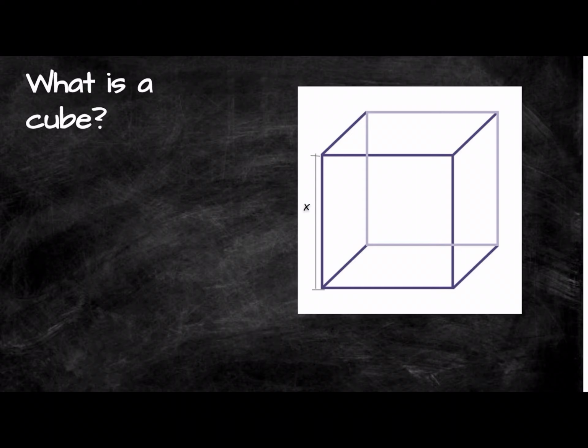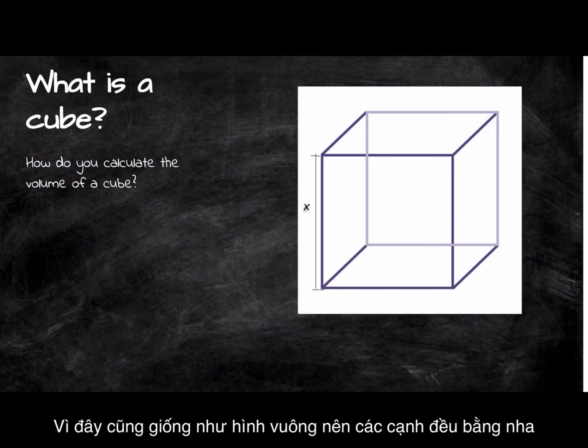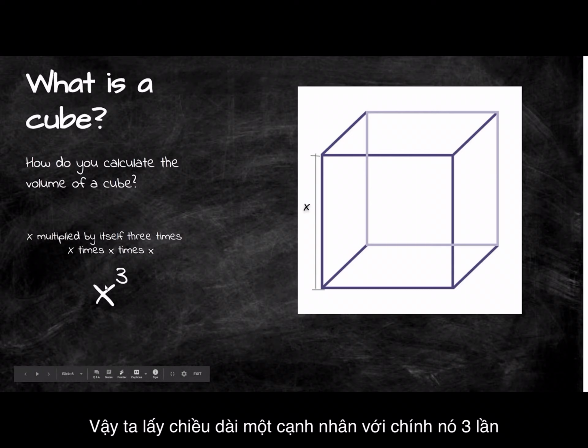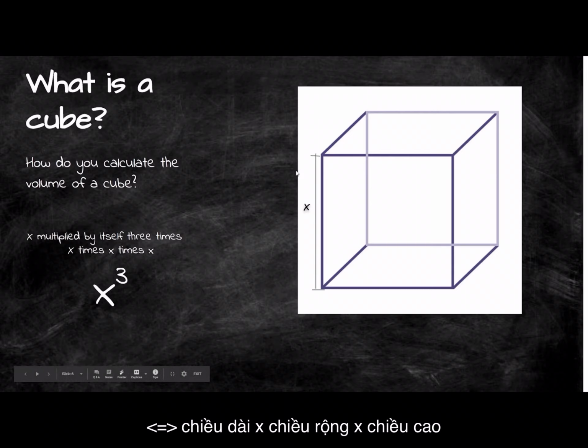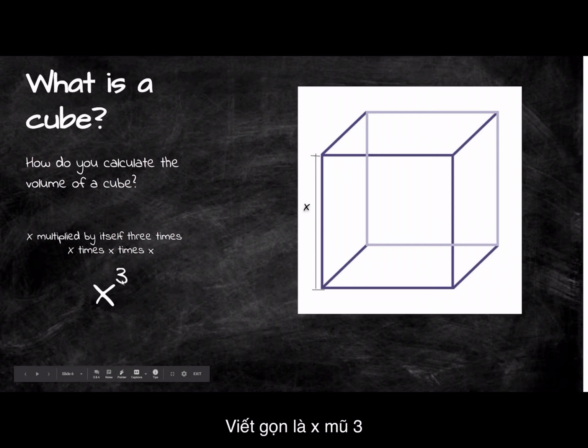And so, how do you calculate the volume of a cube? Since this is a square, and all the sides are equal, we just take x multiplied by itself 3 times. We just take the length of one side, multiply it by the width, multiply it by the height, and then you get the volume. So, in other words, it's x to the power of 3, or x multiplied by itself 3 times.